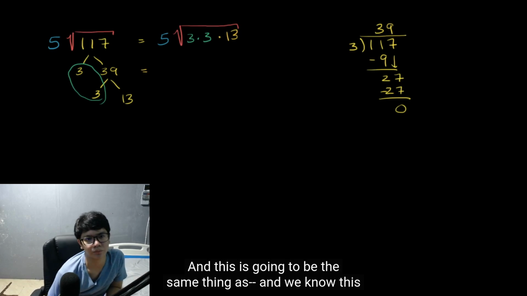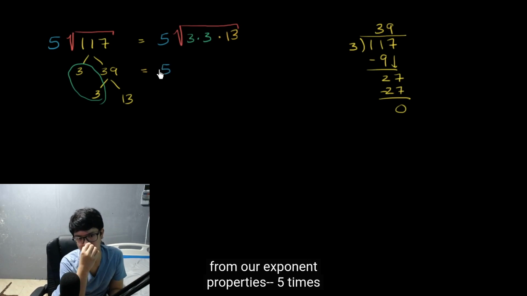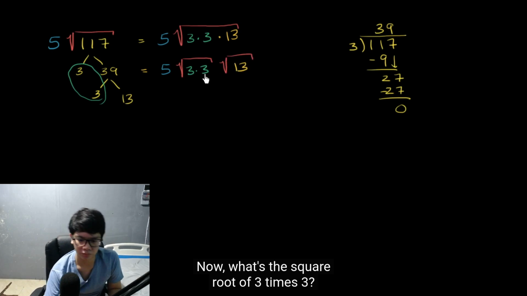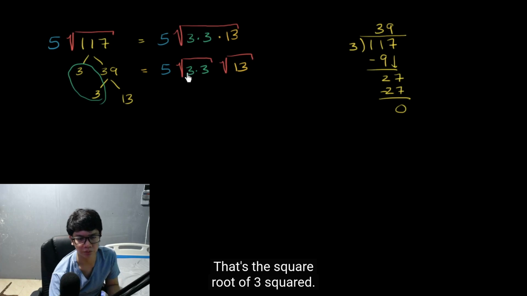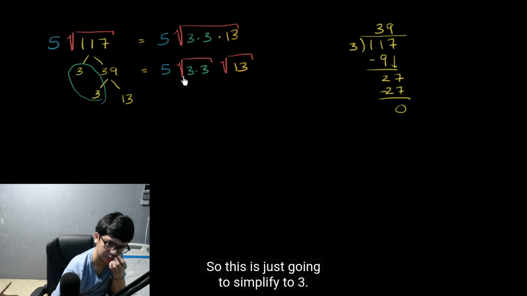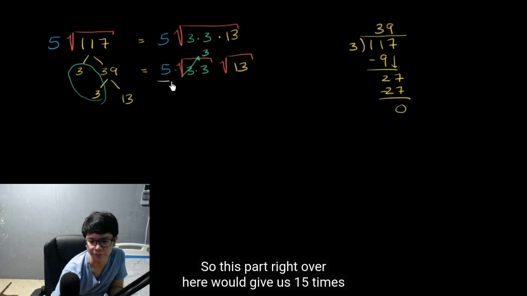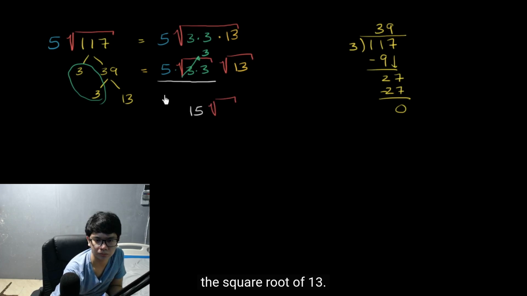And this is going to be the same thing as, and we know this from our exponent properties, 5 times the square root of 3 times 3, times the square root of 13. Now, what's the square root of 3 times 3? Well, that's the square root of 9. That's the square root of 3 squared. That's just going to give you 3. So this whole thing is 5 times 3 times the square root of 13. Wow. So this part right over here would give us 15 times the square root of 13.